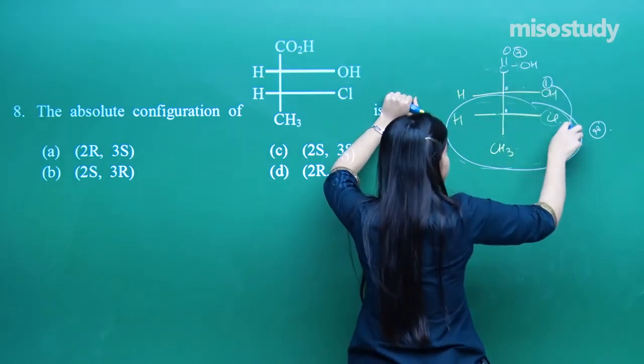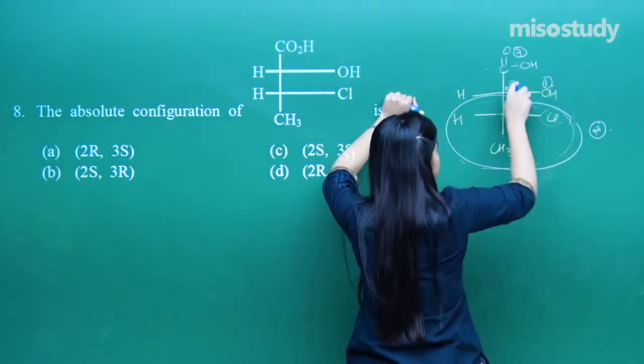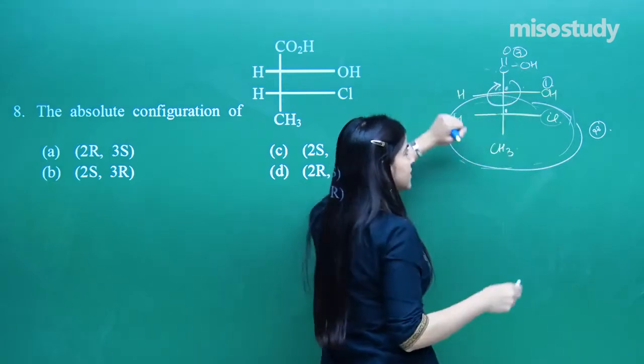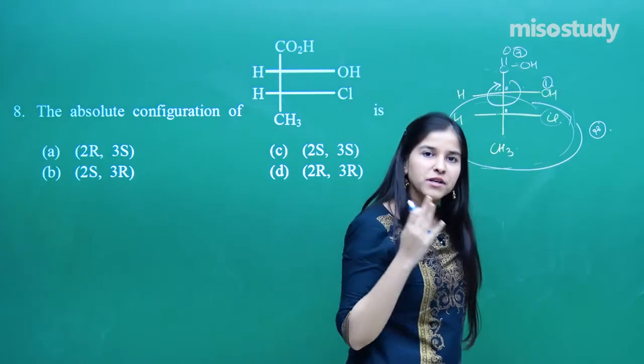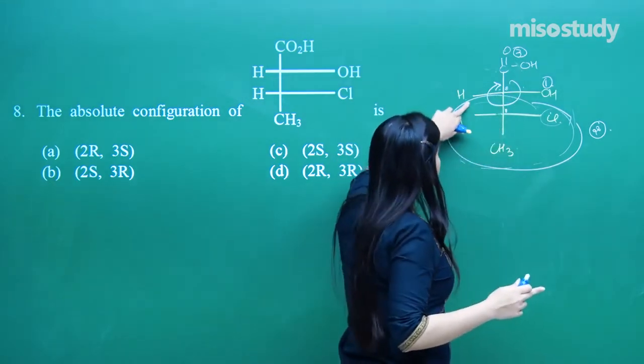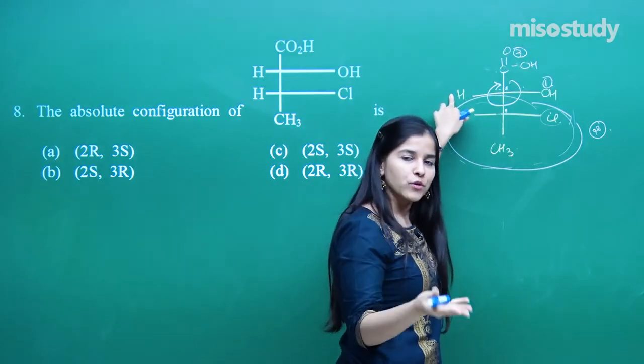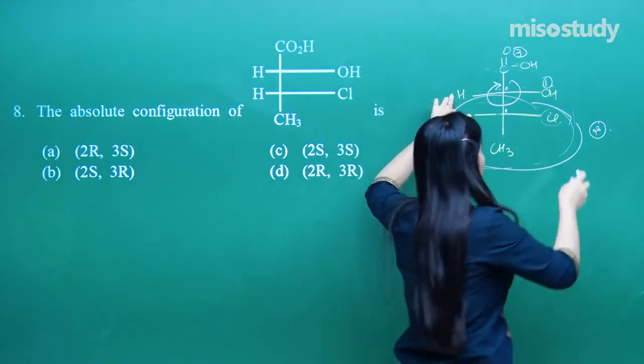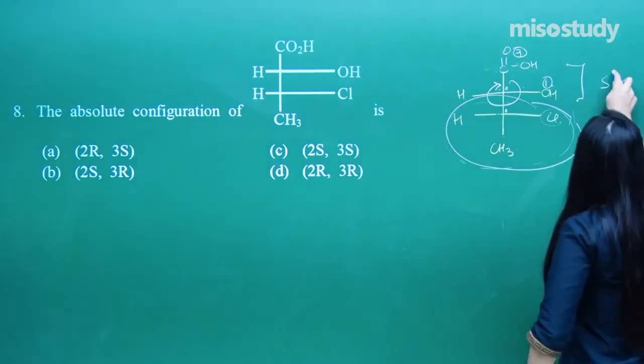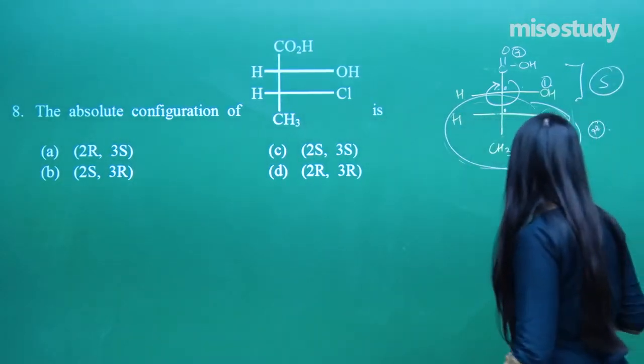What do I have? 1, 2, 3. That means something like this. Clockwise means R, but just be very careful, the hydrogen is on the horizontal. That means the opposite, the inverted configuration, which would be S. So it would be S here.